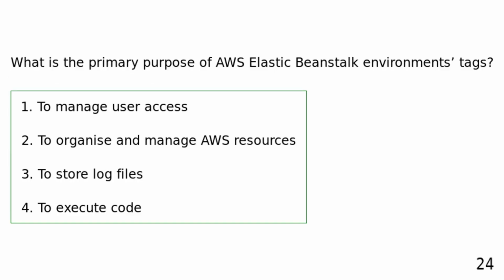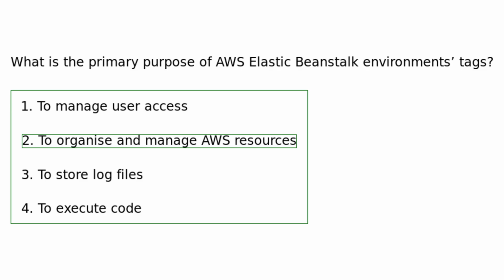What is the primary purpose of AWS Elastic Beanstalk environment tags? To manage user access. To organize and manage AWS resources. To store log files. To execute code. Tags help organize and manage AWS resources by allowing you to categorize them for better visibility.